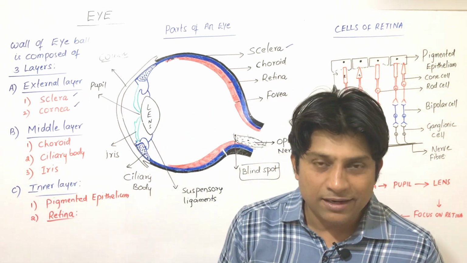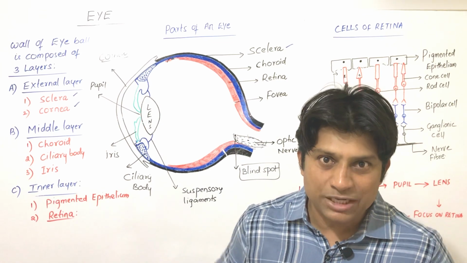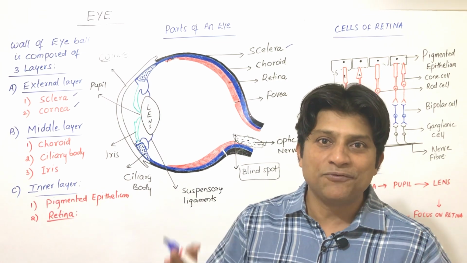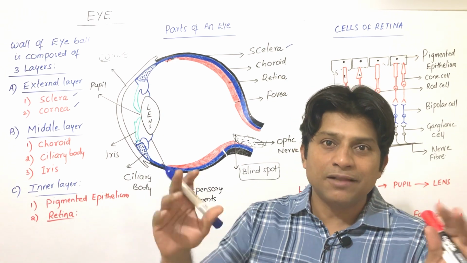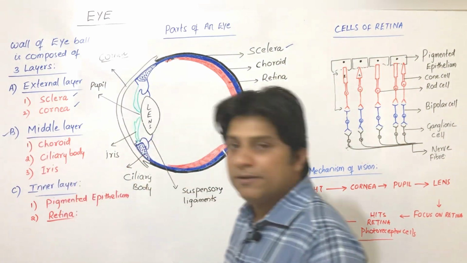Now the external layer is without blood vessels. So cornea transplantation has no graft rejection. The reason is that there are no blood vessels. Next, the second is the middle layer.